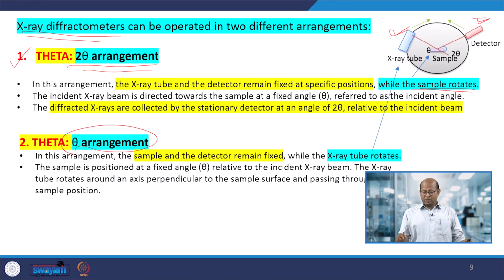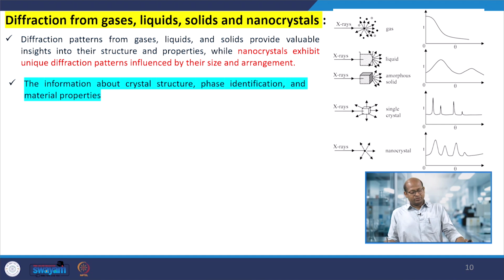In the theta arrangement, the sample and detector remain fixed, and only the X-ray tube rotates at specific angles or step size. That way also the X-ray diffractometer may operate. Okay. So here I am showing different types of materials, and we can get different types of X-ray diffraction patterns.